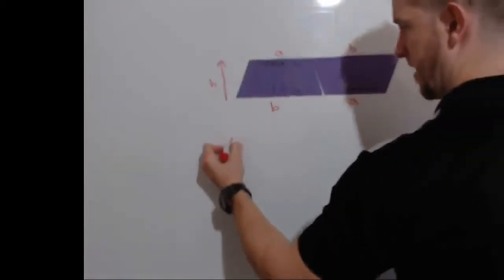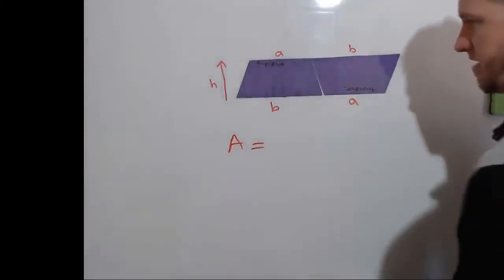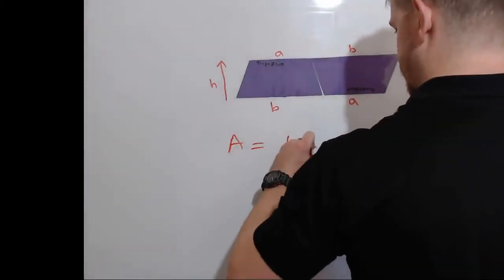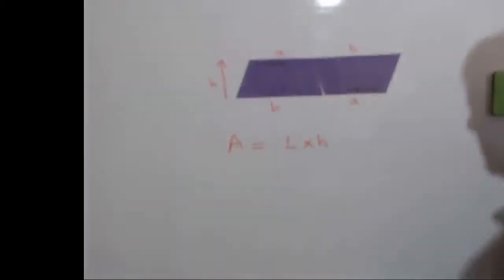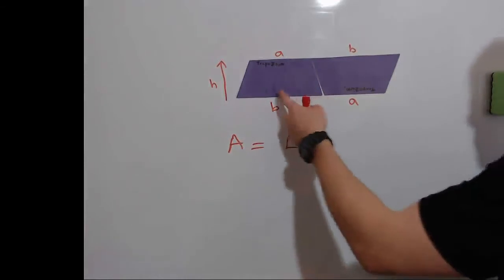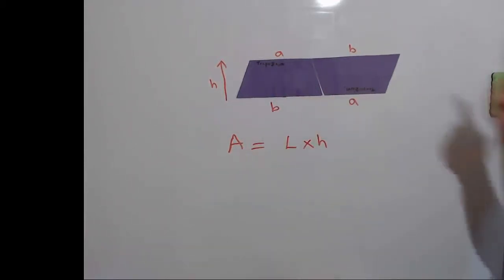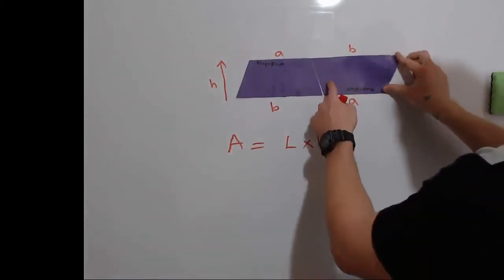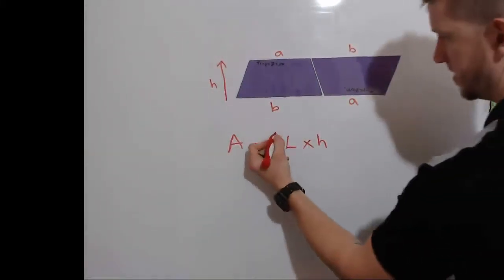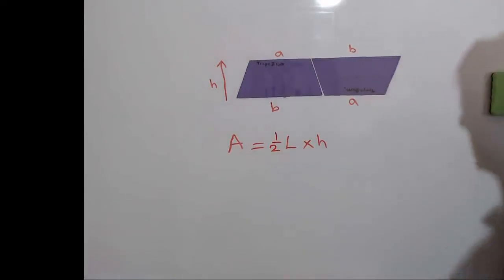So we know that the area of a parallelogram is just length times height, all right? Because it's the same as a rectangle in terms of how much space it takes up. We know that a trapezium is half of a parallelogram because I've taken two of them to make my parallelogram. So I definitely want half of this.